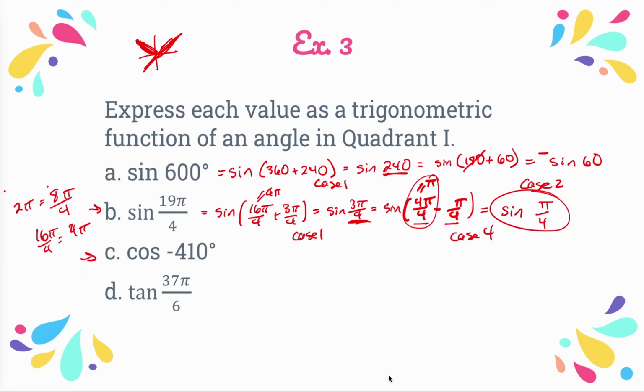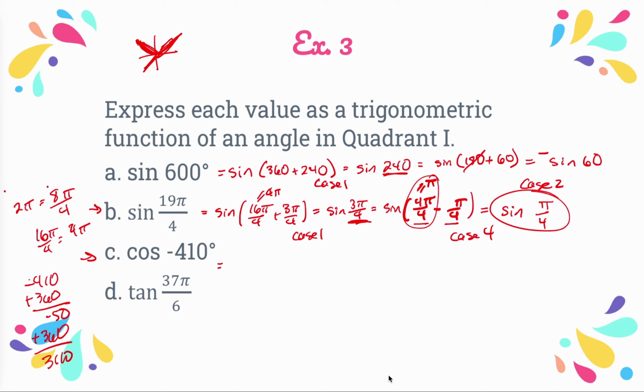For C, we're going to use our case number 1 again and make this. We're going to need to add 720. So if I add 360, that still doesn't get me a positive number. I need to go around the circle 2 times. So if I add negative 410 plus 360, that's going to give me negative 50. And I am going to need to then add 360 again and get 310.